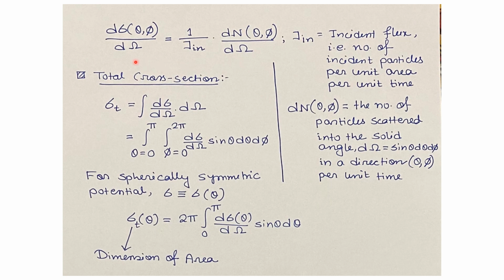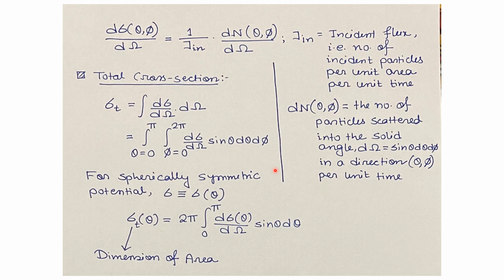Now if we know this differential scattering cross section in a scattering experiment, then we can calculate the total scattering cross section in that experiment, and this total scattering cross section is given by sigma t equals the integration of d sigma d omega over the entire solid angle. So this integration will run over theta and phi, where theta ranges from 0 to pi and phi ranges from 0 to 2 pi in spherical polar coordinates, and inside the integration we will have d sigma d omega times d omega, which gives sine theta d theta d phi.